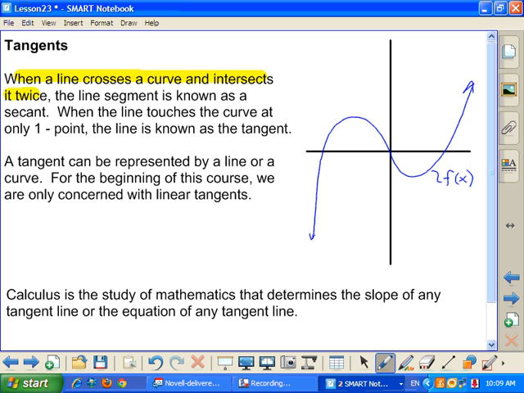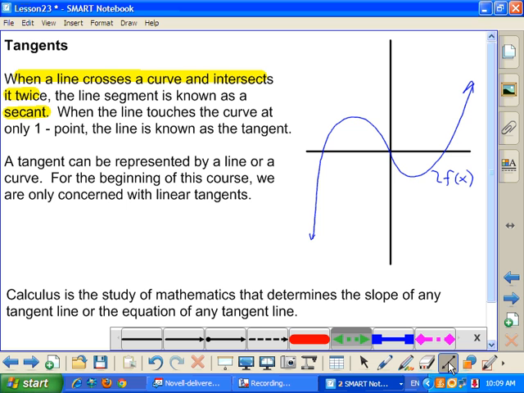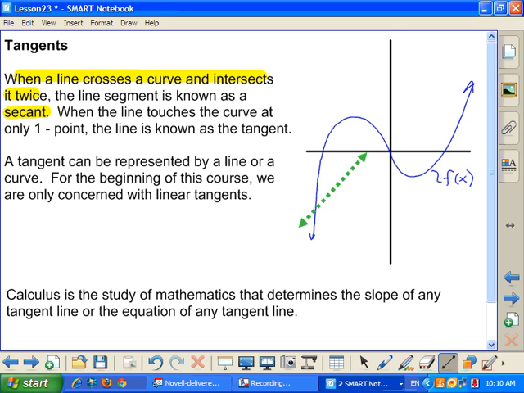So when a line crosses the curve twice, that line segment is known as a secant. Again, coming from the advanced functions course, you're going to be familiar with the terminology. So if you have a line that crosses twice at point A and point B, you have a secant.